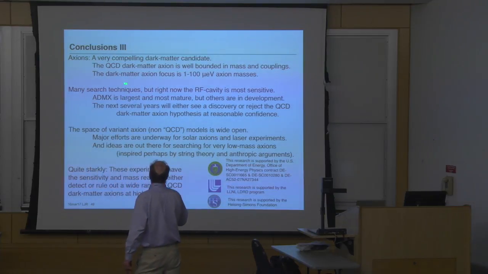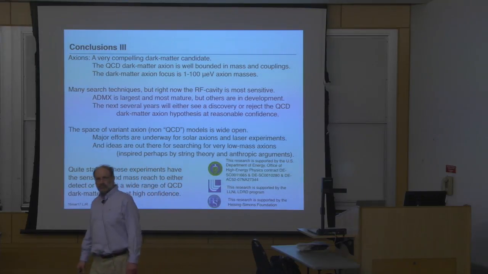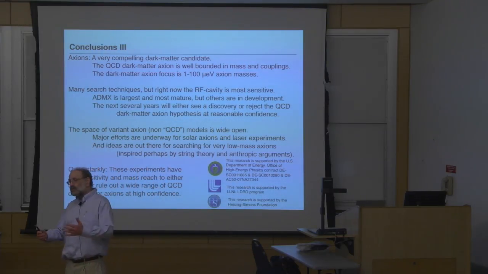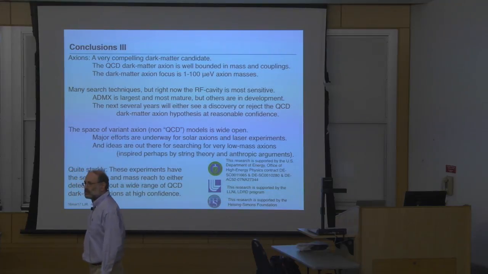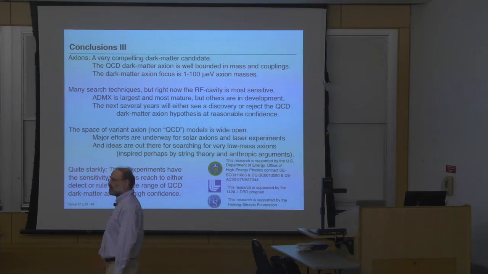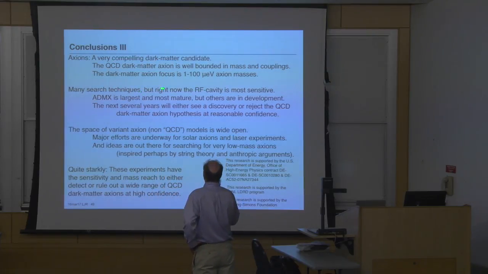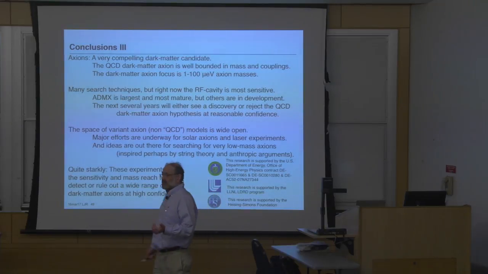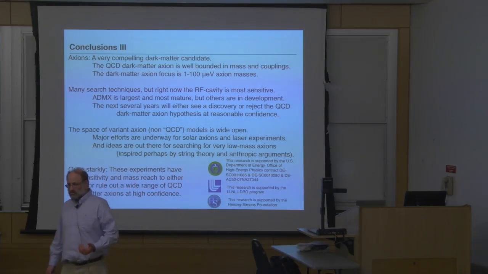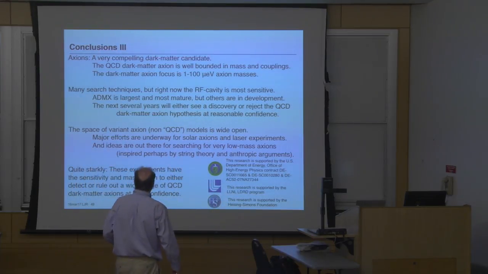The focus for axions is probably 1 to 100 micro eV. You could imagine scenarios where it could go up more than that, and you can imagine scenarios where it could be less than that, but that's sort of the sweet spot. There are many search technologies, but right now the RF cavity technique is the most sensitive. So ADMX, the Axion Dark Matter Experiment, is probably the largest and most mature.